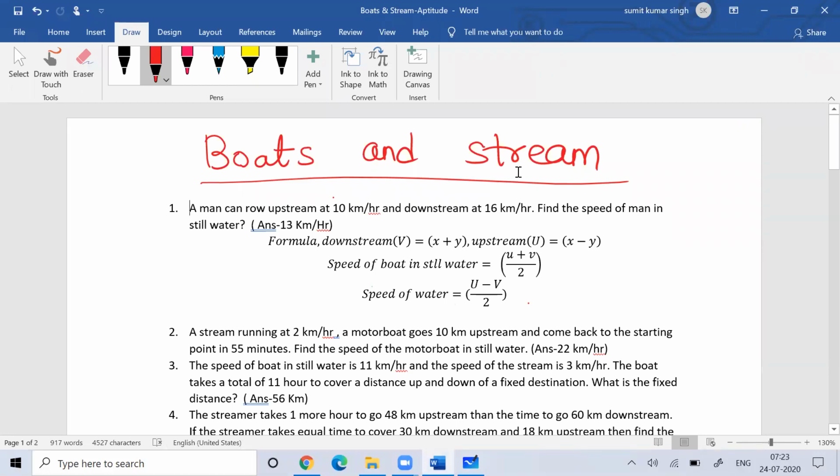I believe your preparation for different competitive exams is going very well. In this session, I'm going to talk about a topic called boats and stream, which is very important from the competitive exam point of view.